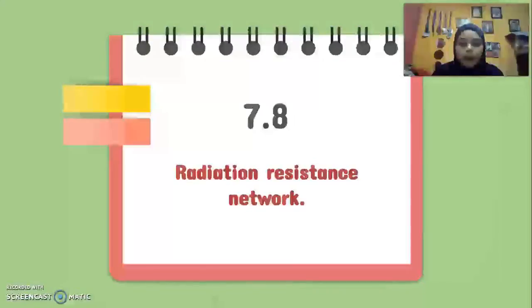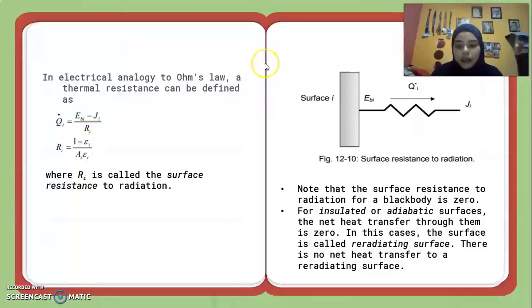Then, for 7.8, radiation resistance network. As you can see, in electrical analogy to Ohm's law, a thermal resistance can be defined as this formula. Then we transform into Ohm's law resistance, which is this R i, where R i is called the surface resistance to radiation. Figure 12.10 shows the surface resistance to radiation. Note that the surface resistance to radiation for a black body is zero.